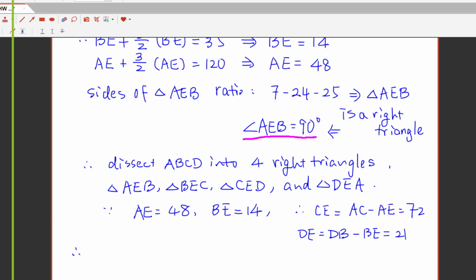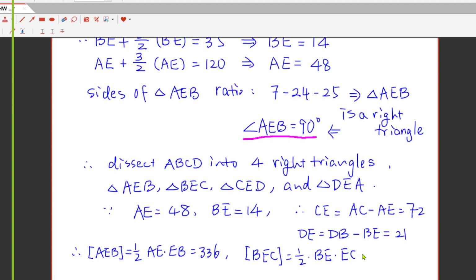We can then find the area of the 4 little triangles. So the area of triangle AEB is 1/2 of AE times EB, which is 336, right? And then BEC is 1/2 times BE times EC, which is 504. And the area of triangle CED is 1/2 of CE times ED, which is 756. And similarly, triangle DEA, its area is 1/2 of DE times EA, which is 504.